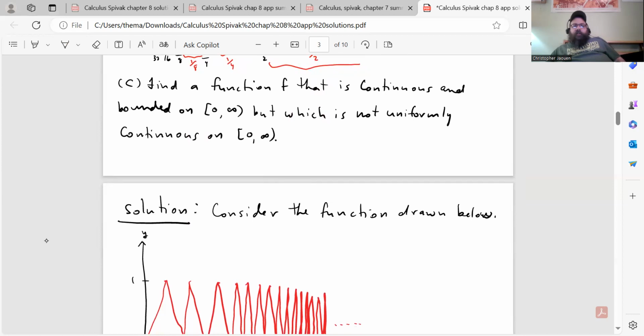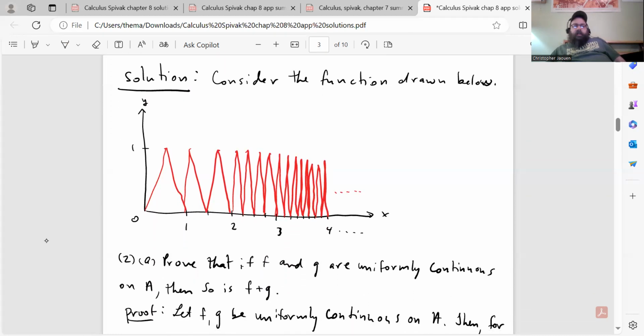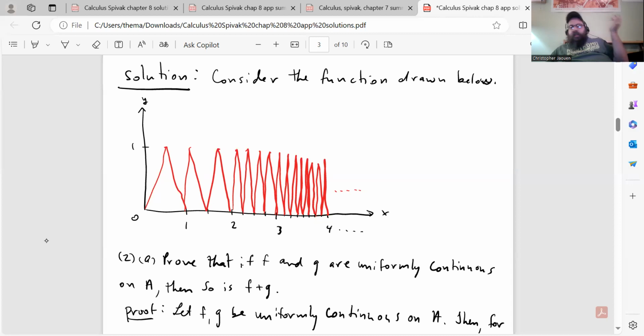Part C says find a function f that's continuous and bounded on the interval from 0 to infinity. Here we're including 0 in that interval, but which is not uniformly continuous on that interval. And again, here I drew a picture of a function that would have that property. So if you look at this function here, again, I'm using these sort of wedge-shaped pieces to construct this graph.